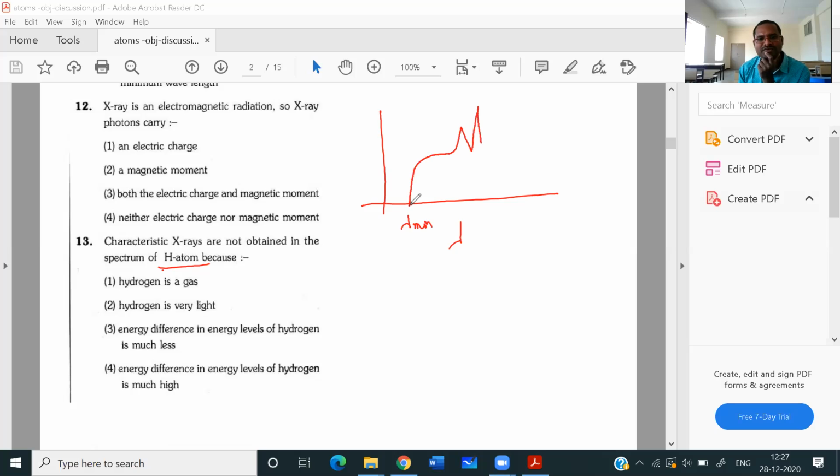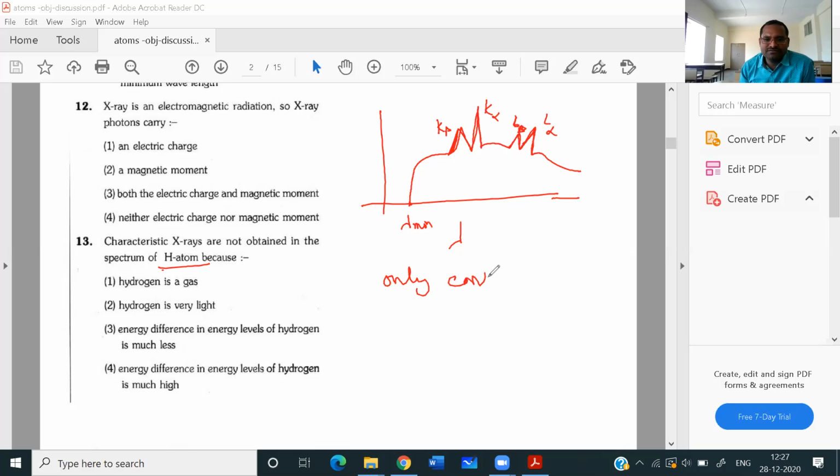One peak values will appear somewhere, here like this. These peaks are called characteristic X-rays. This is K beta line, this is K alpha line, this is L beta line, this is L alpha line. We need to remember this. First we will get K beta line only, later we will get L beta. Remember this. But in hydrogen spectrum, we will get only a continuous spectrum.